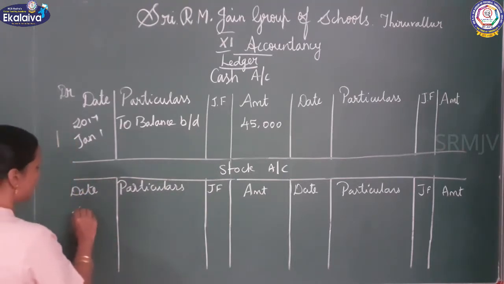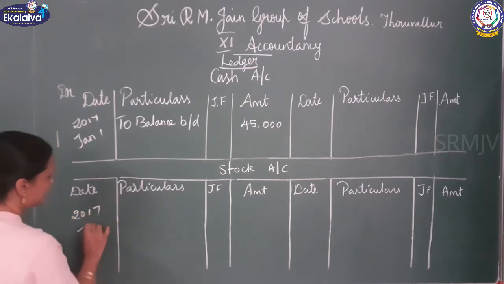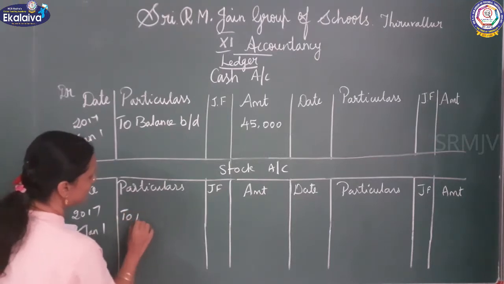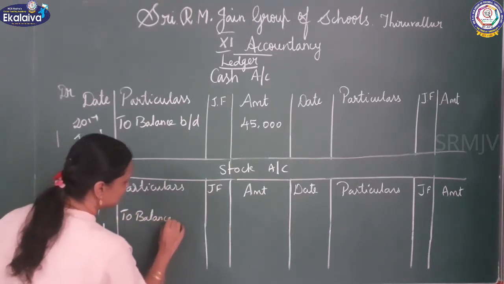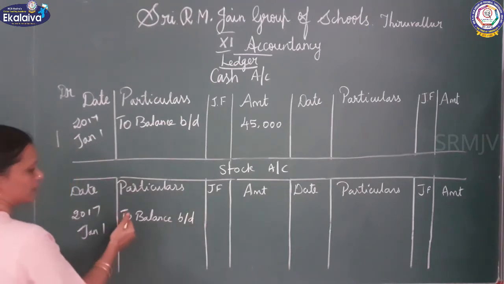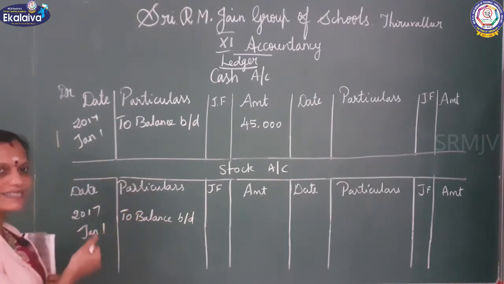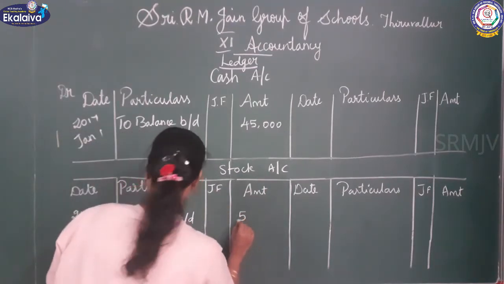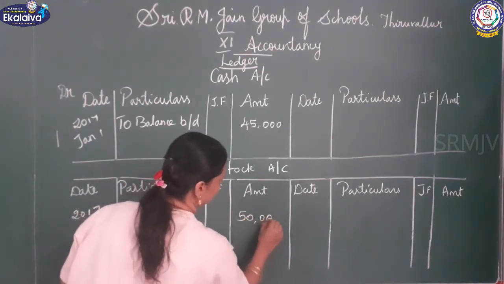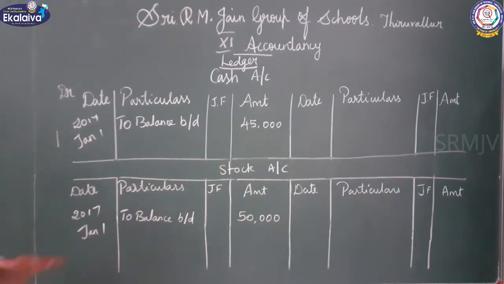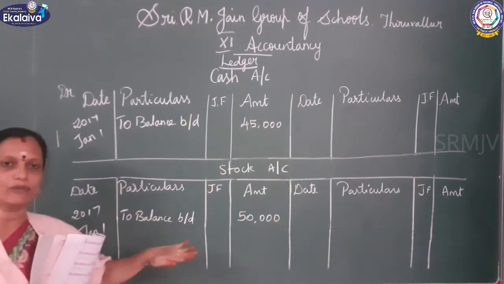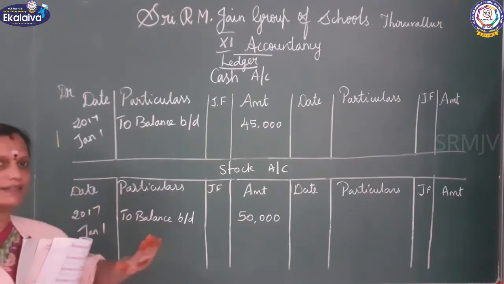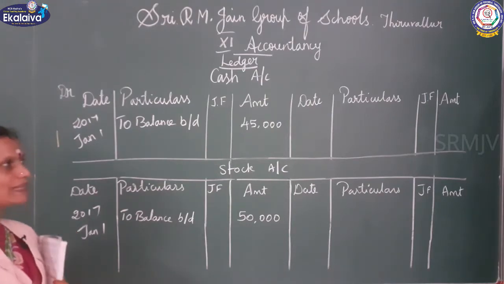Same way, 2017 January 1st, to balance brought down. If you are writing balance brought down, it is an opening balance. The opening balance will be 50,000. Like that you should write. Same way each and every asset you have to write on the debit side. If it is a liability, you have to write it on the credit side. I will tell you children, copy this.